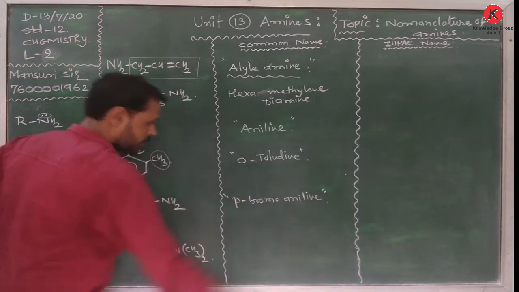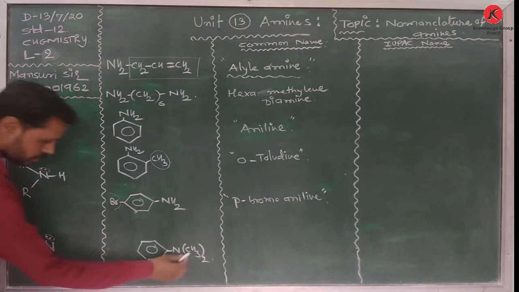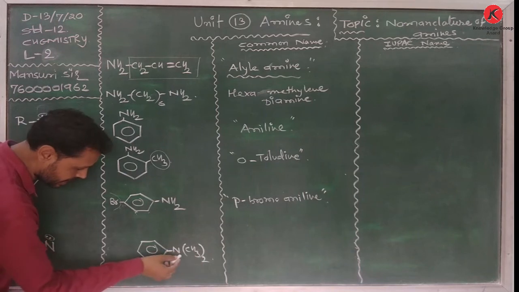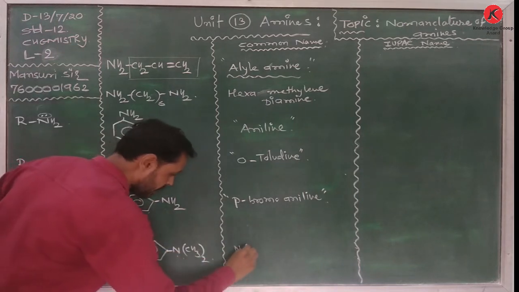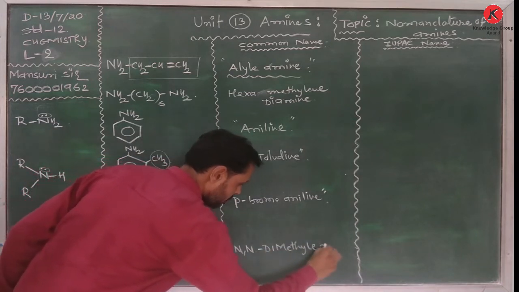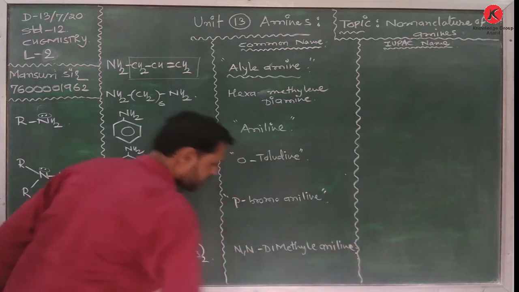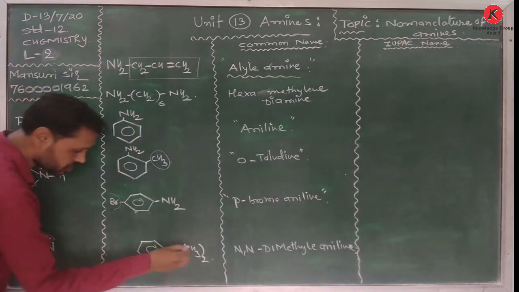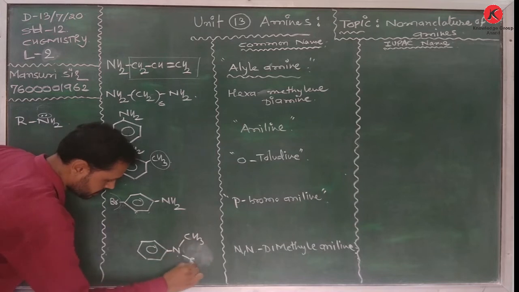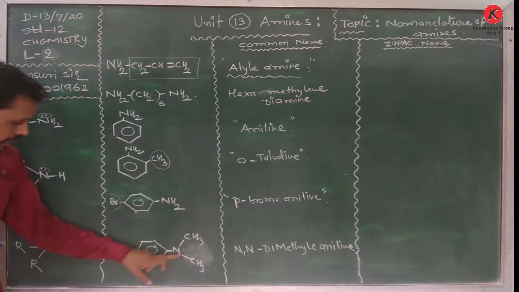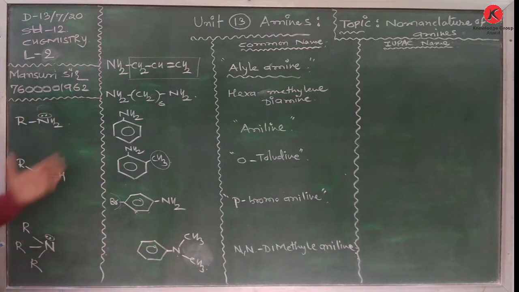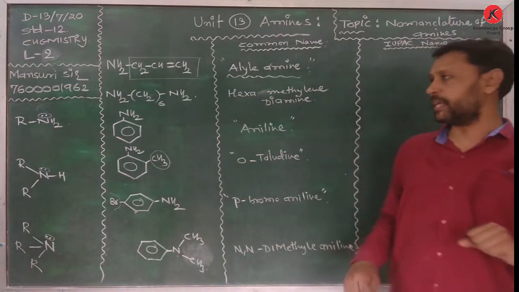Aniline, right? And thereafter here two methyls are attached on nitrogen. That is why N,N-dimethyl aniline. Right? Now this structure, you can modify the structure. You can use it like this. So this is N,N-dimethyl aniline. Now we will move on to the IUPAC name.